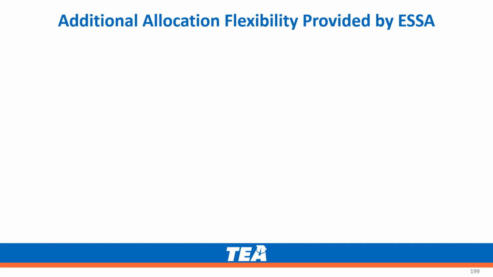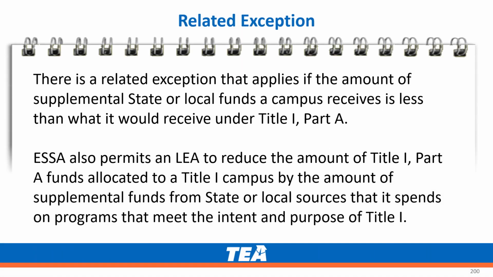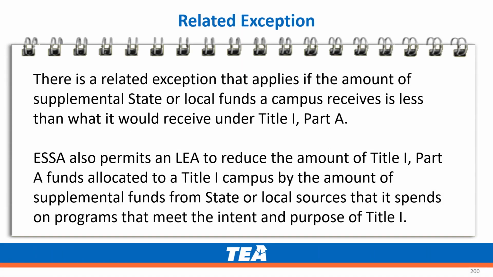There is one other additional flexibility that is provided by ESSA. The flexibility is known as a related exception. In addition to the exception of skipping a campus, there is a related exception that applies if the amount of supplemental state or local funds a campus receives is less than what it would receive under Title I.